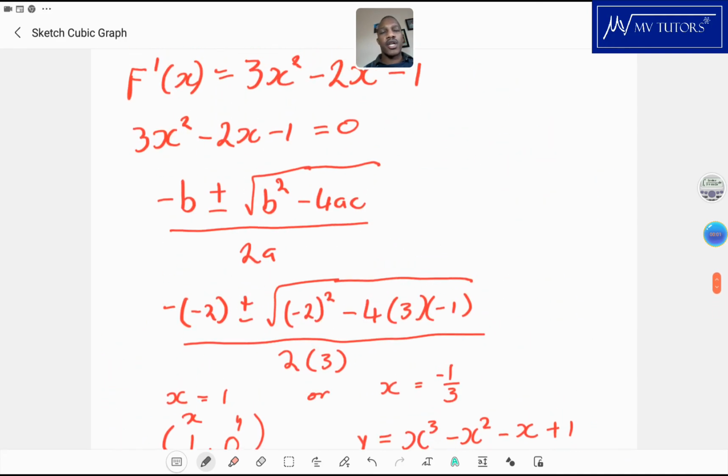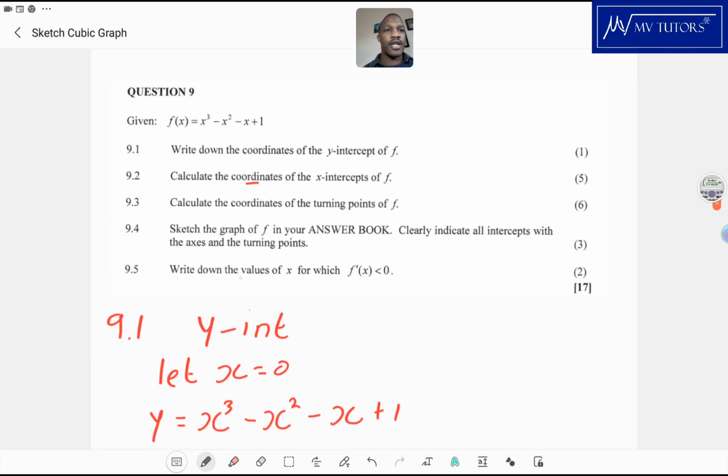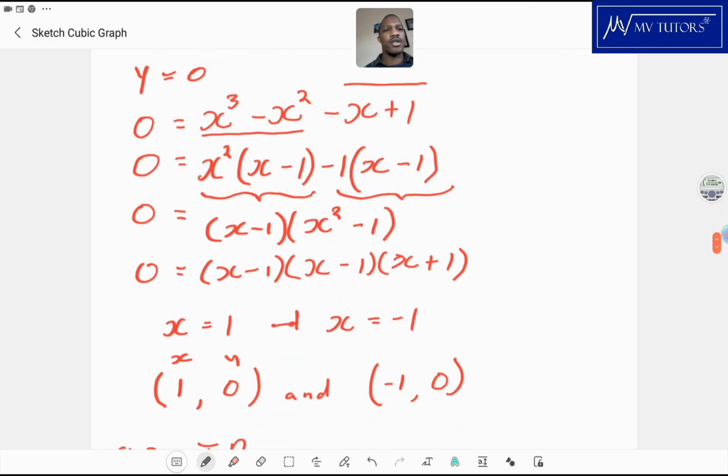Okay, let's go check now what our final question is. It says write down the values of x for which f of x is less than 0. Now check this out. It says that the first derivative is less than 0. That means where the first derivative is negative, that's actually where the graph is decreasing. Okay, where the graph is decreasing.